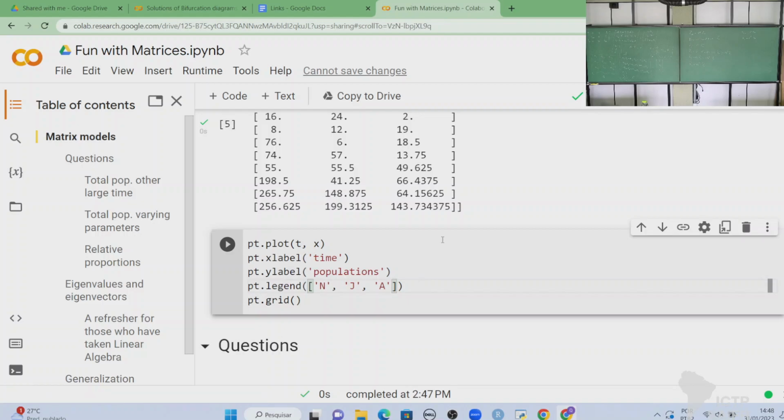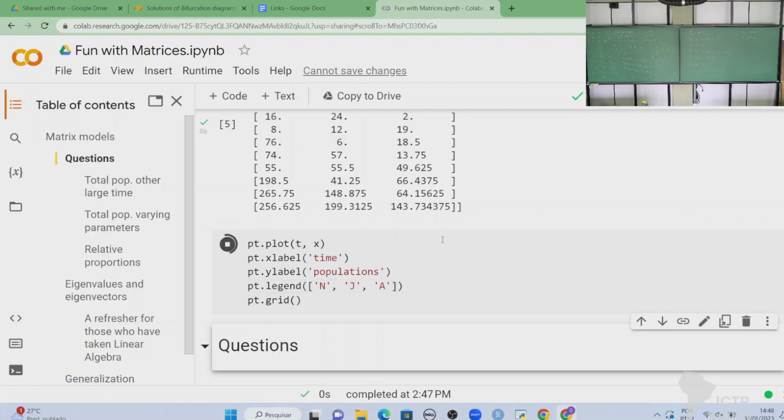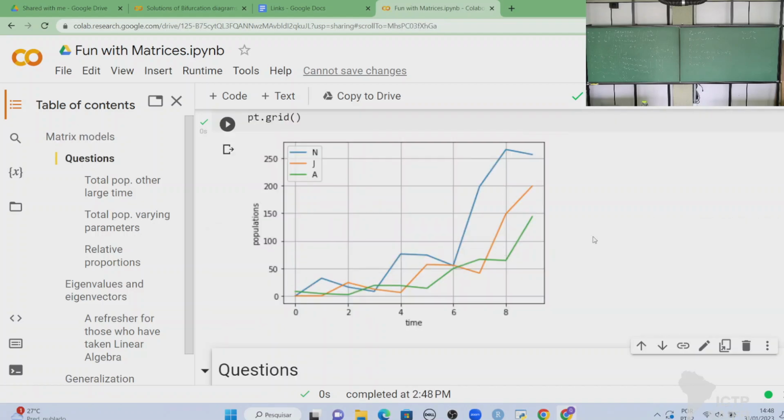We can plot this as we have been doing, so the plot looks like this. Now this is a bit funny. Why is that funny? The population doesn't simply grow. You start here with 8 adults, and N and J are 0.